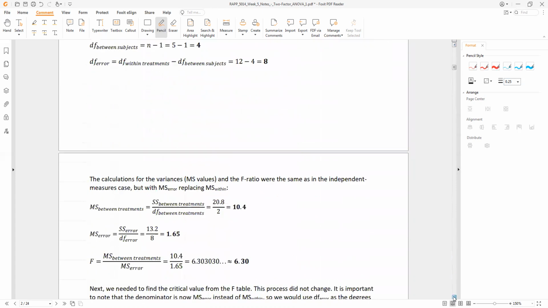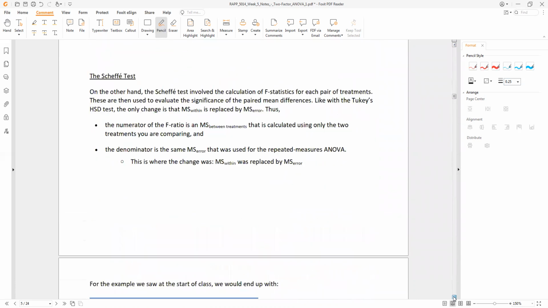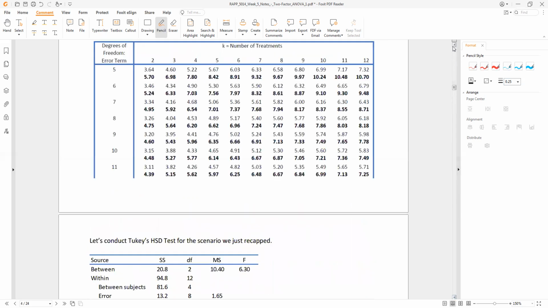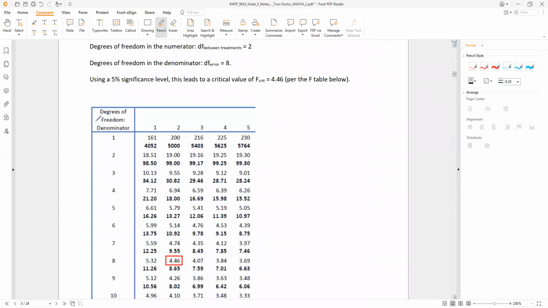So when we go to our F table, there's an F table here somewhere. I thought there was. No, maybe not. There's the Q table here. So I saw the Q table when I was looking through. Oh no, here's the F table. Here it is. So we have the 2 and the 8. These are the numbers we're looking at depending on our alpha. If alpha is 5%, then we use 4.46, and we have a significant difference. If alpha was 1%, we would use 8.65, and we would not have a significant difference because our 6.3, the F statistic, was less than 8.65.